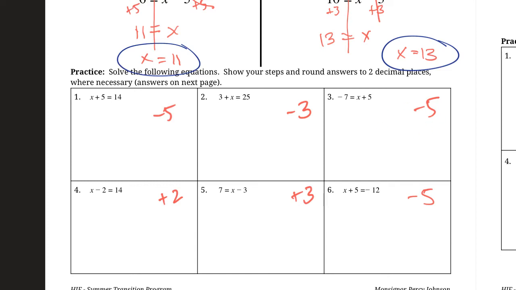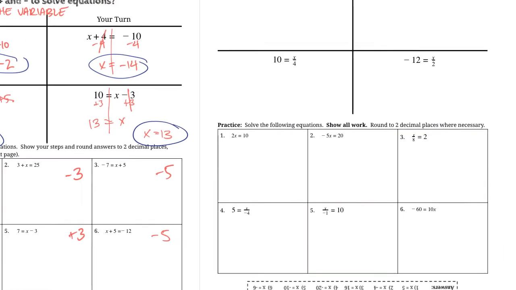This one you needed to subtract 5 from both sides to get rid of that 5. This one we need to add 2 to get rid of that 2, that negative 2. This one we need to add 3 to get rid of that minus 3. This one we need to subtract 5 to get rid of that 5. Okay, so you can do those yourself, check your answers, and we'll move on.